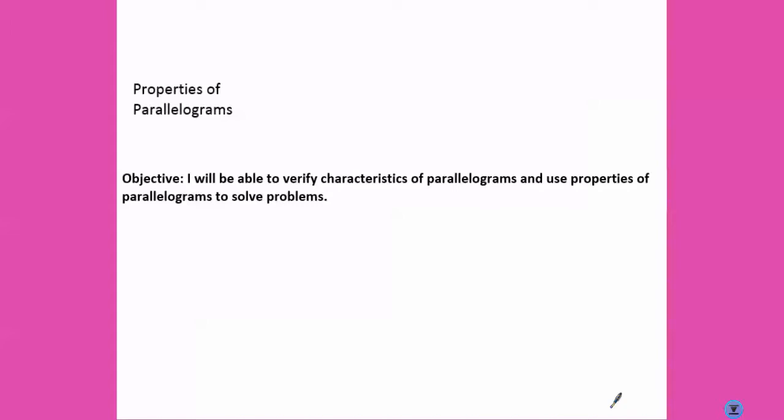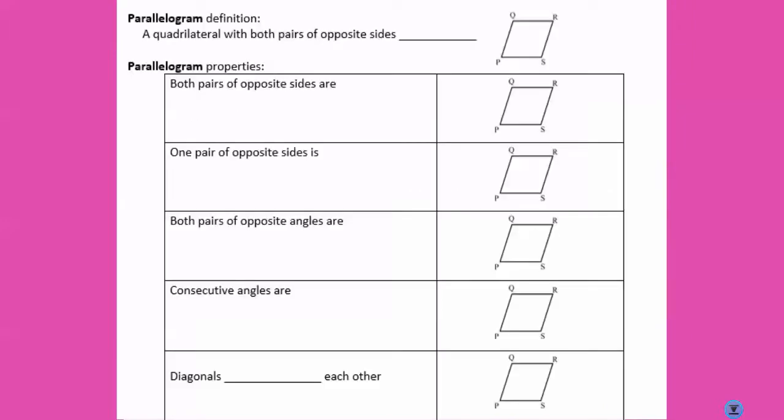Today we're going to be talking about properties of parallelograms. Our objective is that we'll be able to verify characteristics of parallelograms and use properties of parallelograms to solve problems. So what is a parallelogram? A parallelogram is called a parallelogram because it is a quadrilateral with both pairs of opposite sides parallel. So in this example, QR would be parallel to PS, and QP would be parallel to RS.